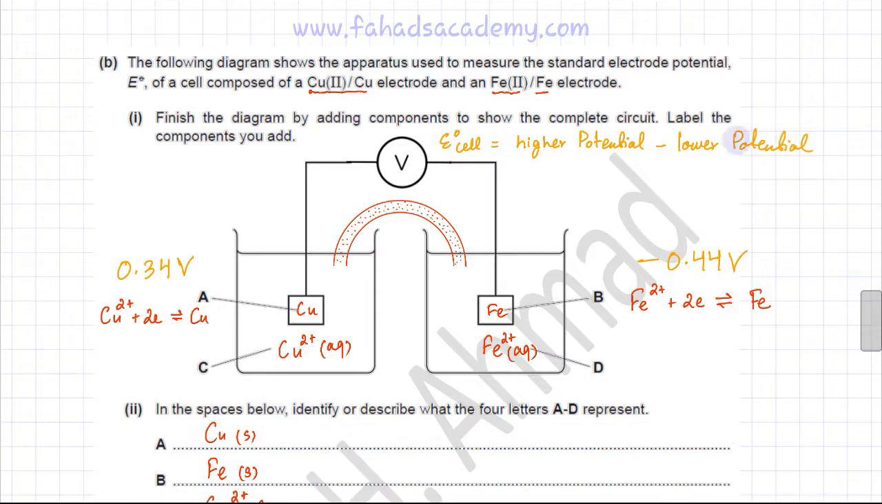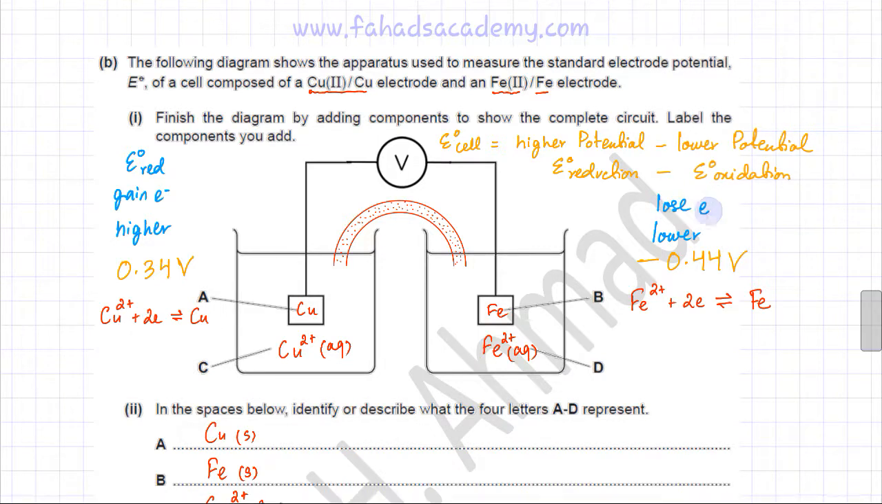Or you can use another formula, which is E0 reduction minus E0 oxidation. Remember that higher potential always has a tendency to gain electrons because it's the positive potential. So this one over here is the relatively higher potential, and this one over here is the lower potential. Higher potential always has the tendency to accept electrons or get reduced. So this is your E0 reduction, and the lower potential always has a tendency to lose electrons. So this is the one that's going to be losing electrons.